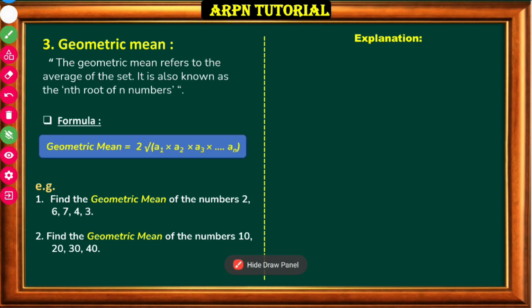Let's now jump to the third one, that is the geometric mean. The geometric mean refers to the average of this set. It is also known as the nth root of n numbers. So what is the meaning of it is given in the formula. So for example, here it is ideally the nth root of this.